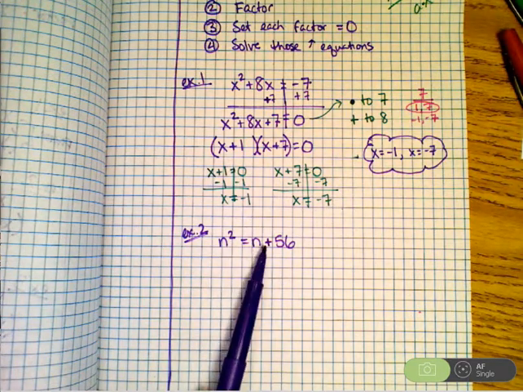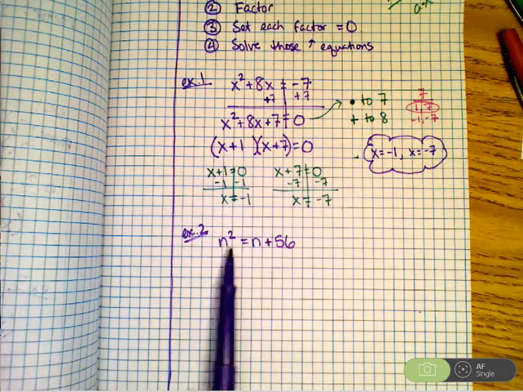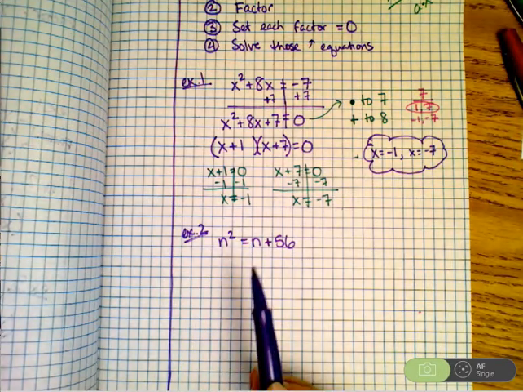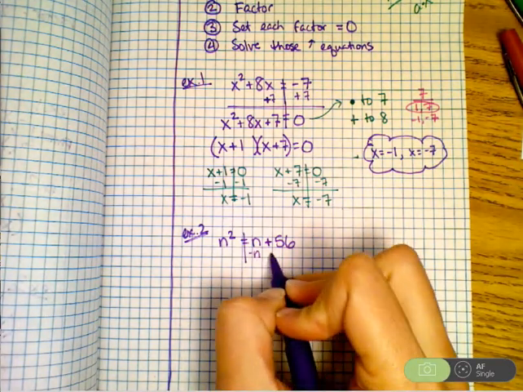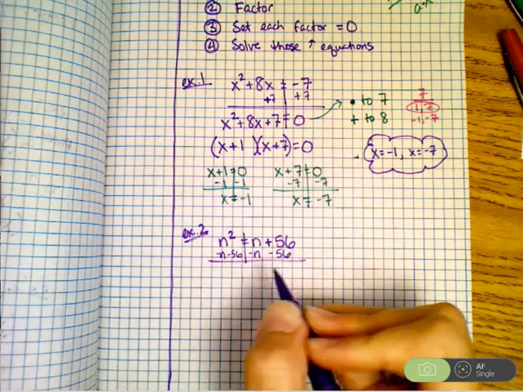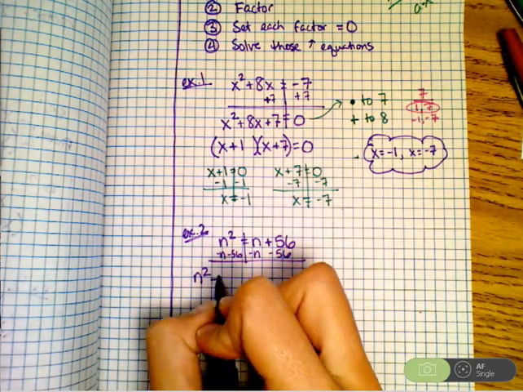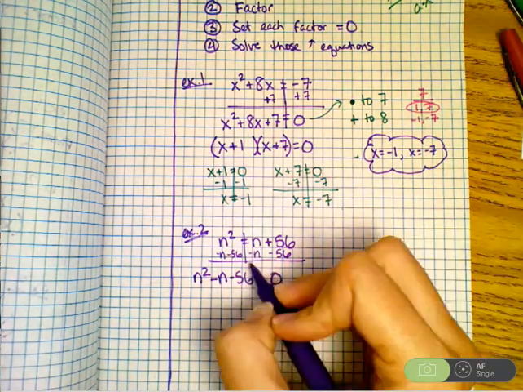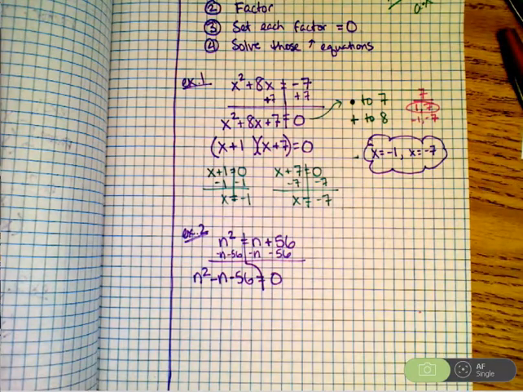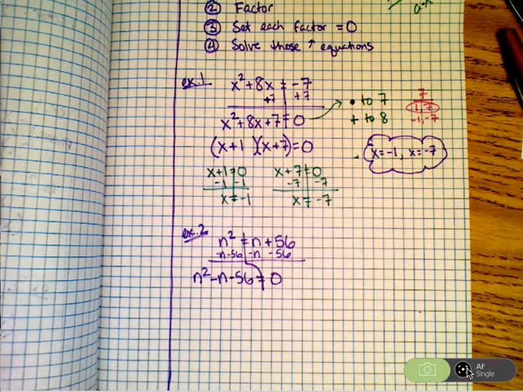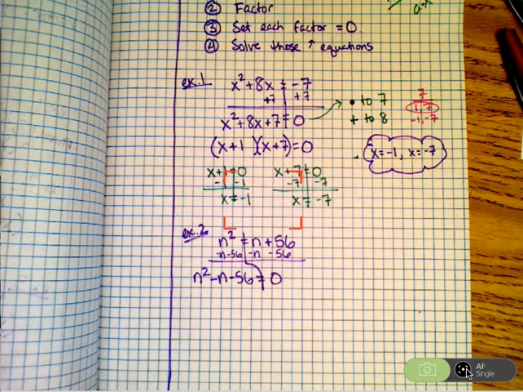The next thing to notice here is we need to move things to one side so we get a 0. My advice to you is always keep your squared term positive. It just makes your life easier later. So I'm going to move the n and move the 56. So what that will look like is n squared minus n minus 56 equals 0. Got kind of out of alignment there, but those will cancel and those will cancel, and we're just left with a 0. So we get to that point. Now we need to factor it.